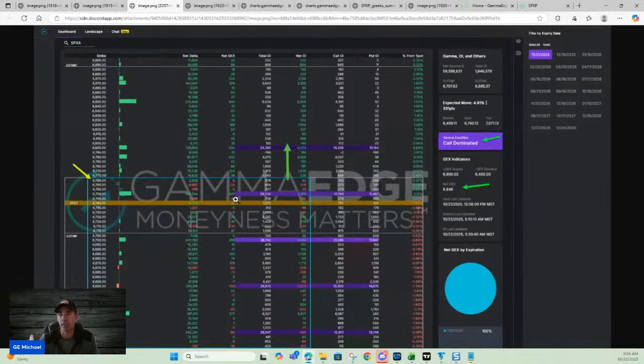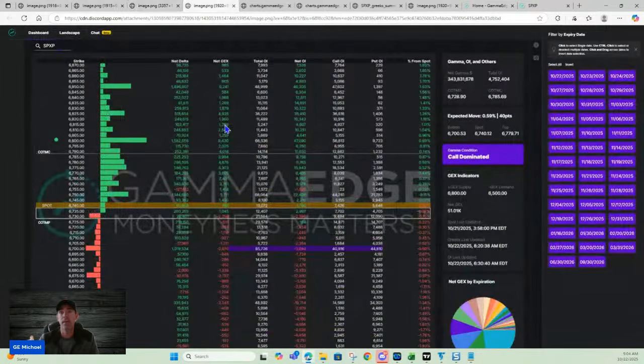Still call dominated structure above and below spot price, so should be supportive on pullbacks. And we have out of the money speculation still opening strikes to the upside. So again, looking for price appreciation via the SPXA. SPXP, call dominated, all expiries turned on.